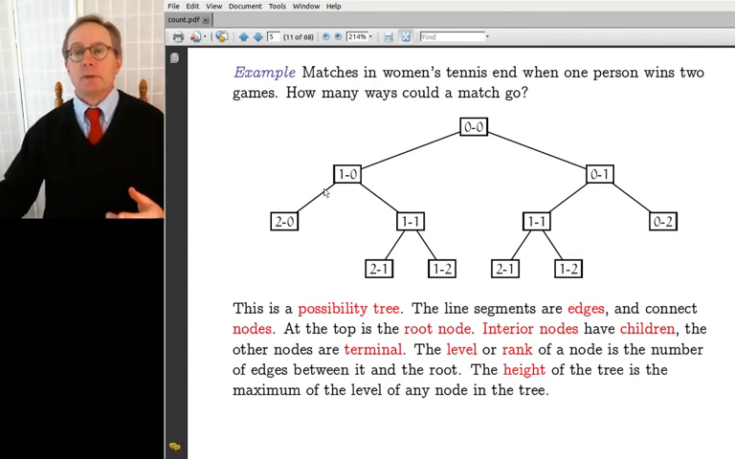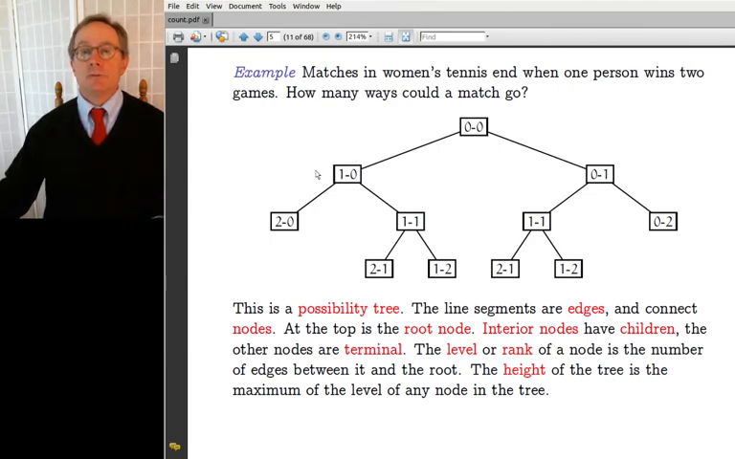This is called a possibility tree. The line segments, like that one and that one, are edges, and these here are called nodes. At the top, that's called a root node. Interior nodes are the nodes that have children. For example, this is an interior node because it has a child. This is an interior node because it has a child. This is an interior node because it has a child. A node that does not have a child, like this one or this one and this one, is called a terminal node.